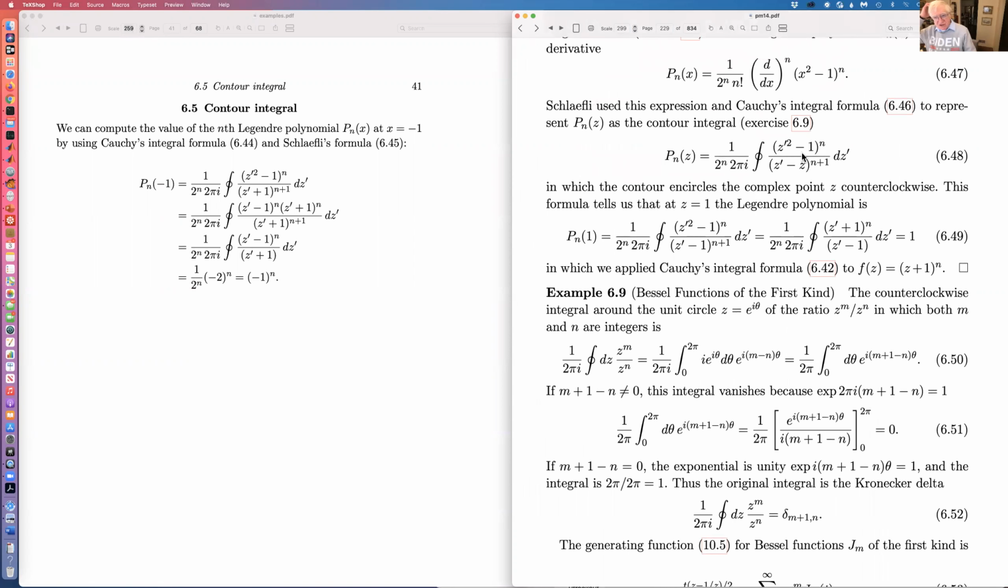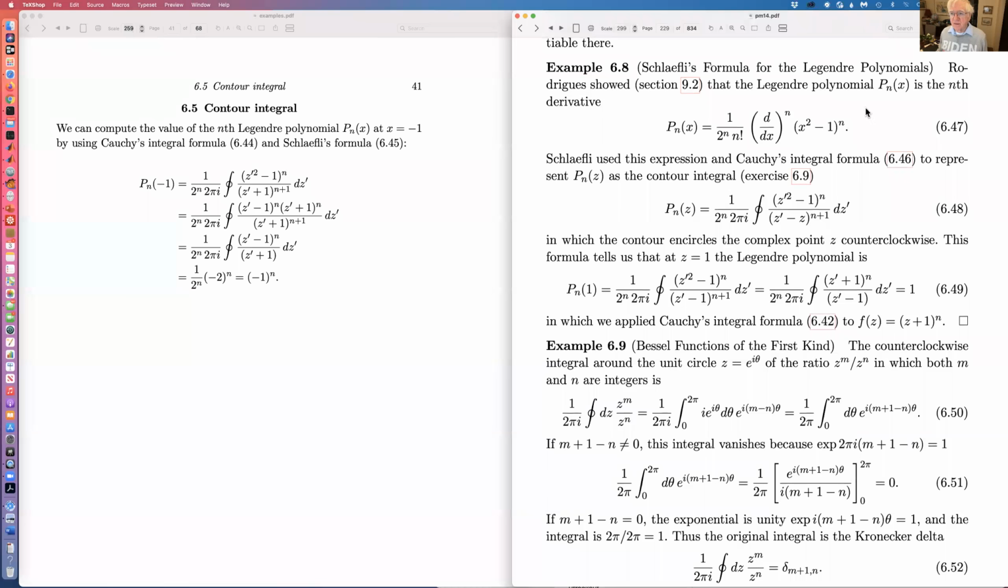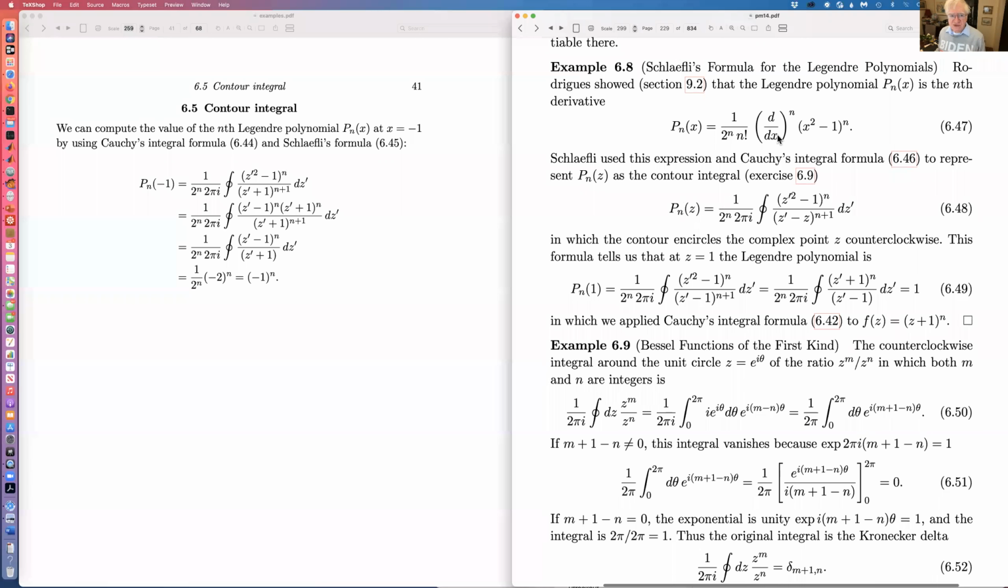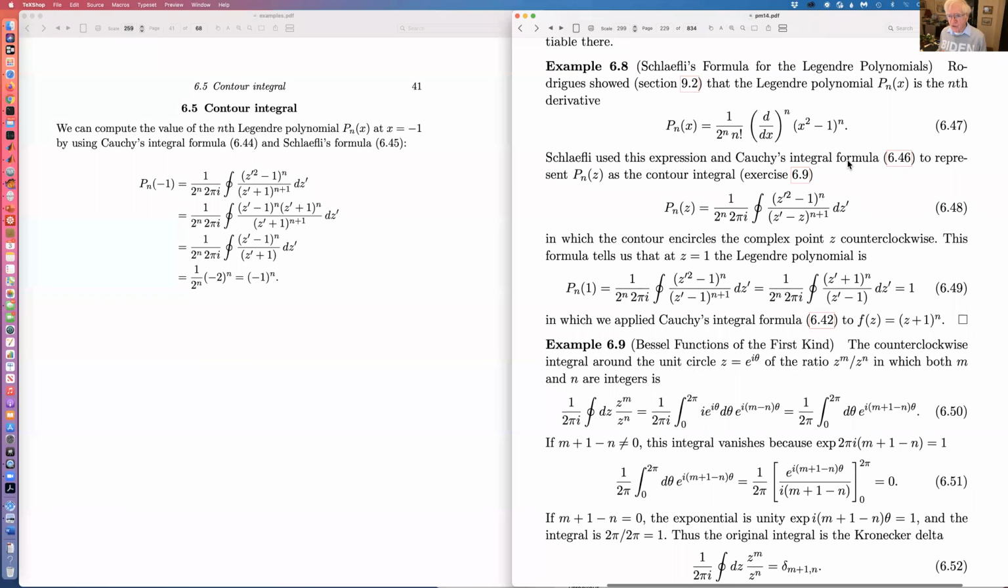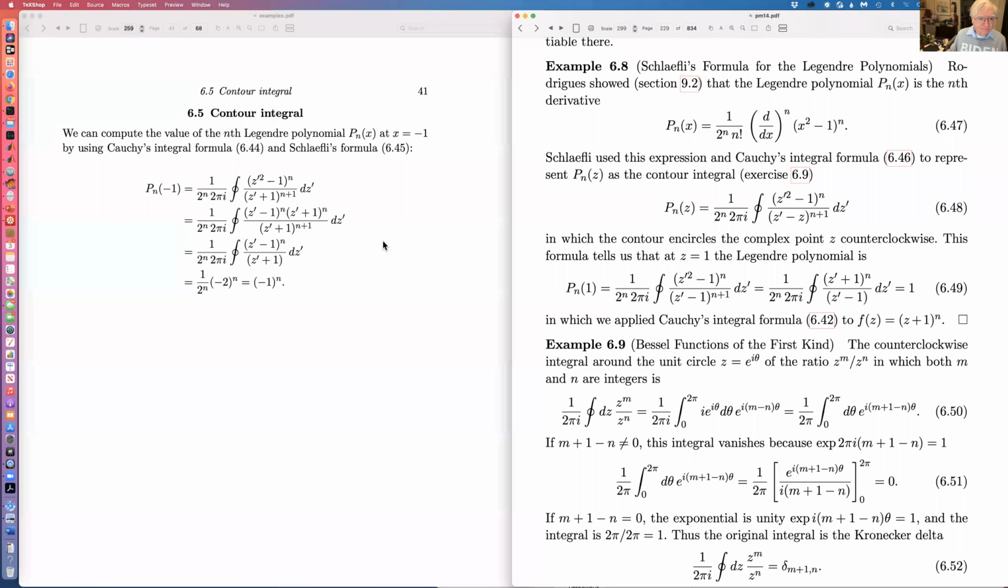Schläfli's formula is this. This is the Rodrigues formula for the Legendre polynomial. And if you want the nth derivative of something, you can use Cauchy's integral formula, and that's what Schläfli did. And so he wrote it like this. I took this and put it over here. And now we want to do that integral.